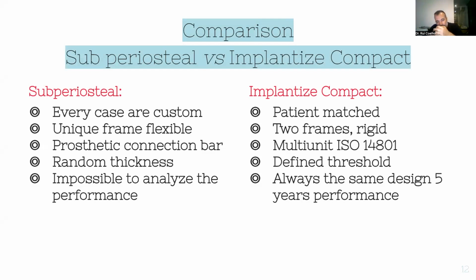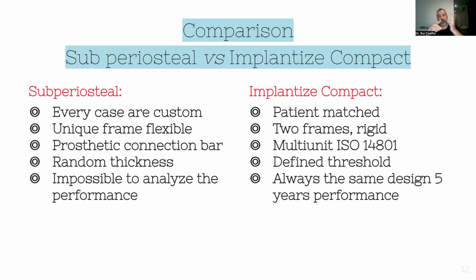And when we compare subperiosteal versus what we do, which we call Implantize Compact, we are not doing a custom case for each case. What we have is a design with a large threshold, and this threshold allows us to adapt this implant to each anatomy.